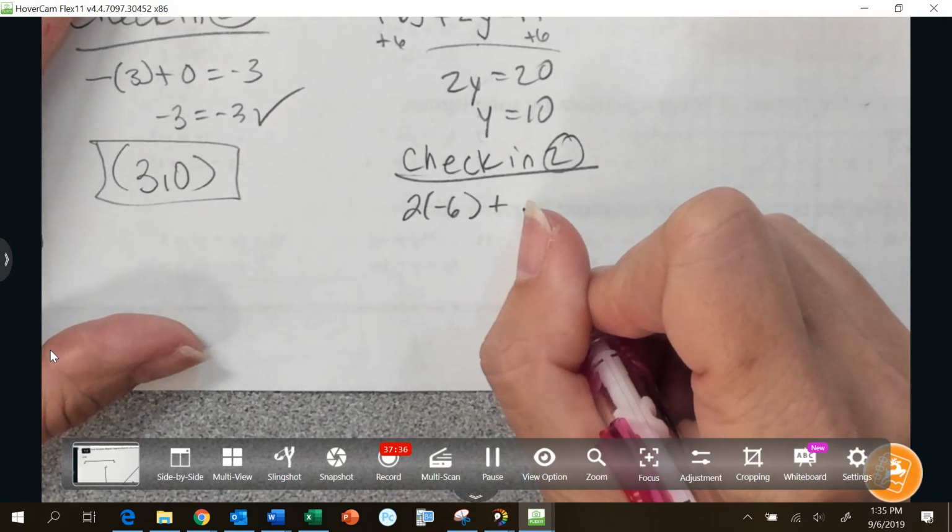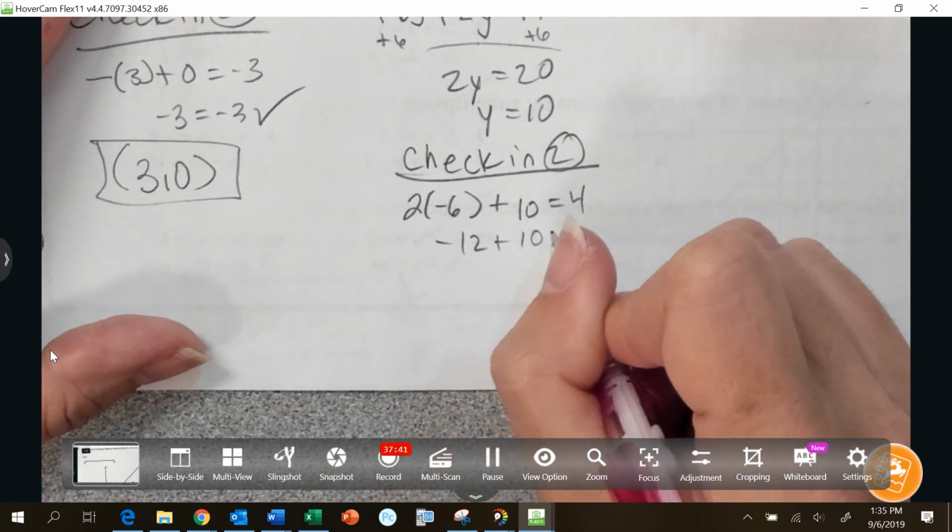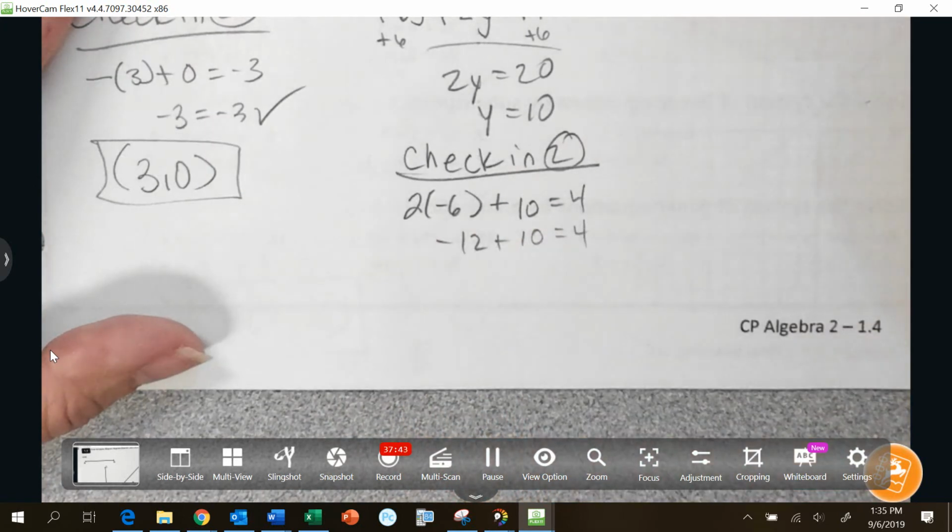What is it? Plus y is 10, equals 4. So I get negative 12 plus, oh no. Yep. I have a mistake. It's supposed to be positive.